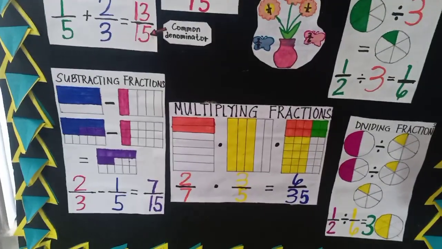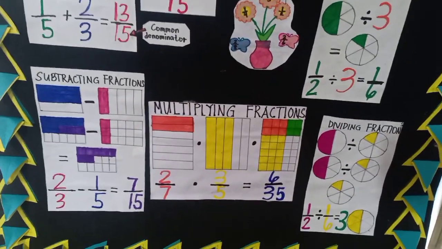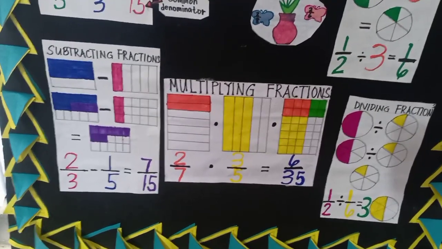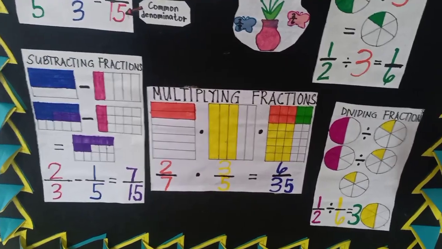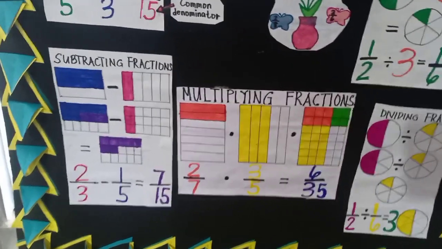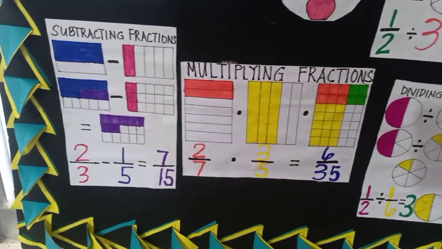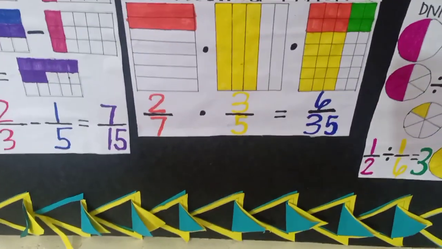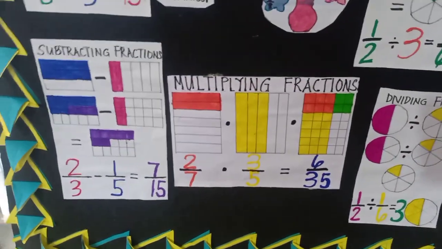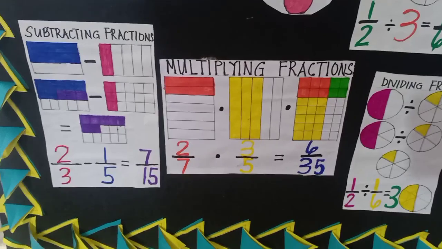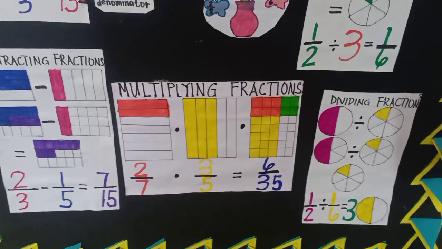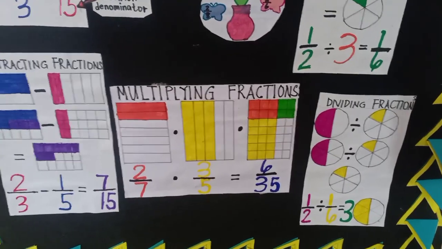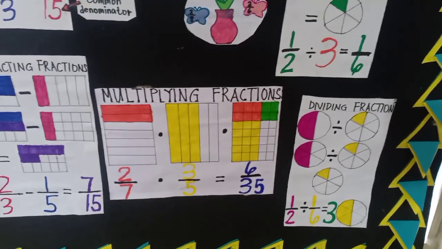So, let's proceed in multiplying fractions. Multiplying fractions is easy because all we have to do is to multiply both numerators and denominators. So, 2 over 7 times 3 over 5. So, we multiply 2 times 3 is 6 and 7 times 5 is 35. So, our answer is 6 over 35 and this is simplified already.